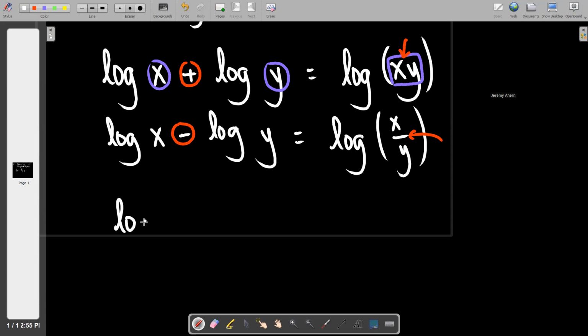So let's say I had the log of 4 plus the log of x minus 2. By the way, I'm leaving the bases off the logs right now. I need to stop that, but right now they're all just base 10, right?